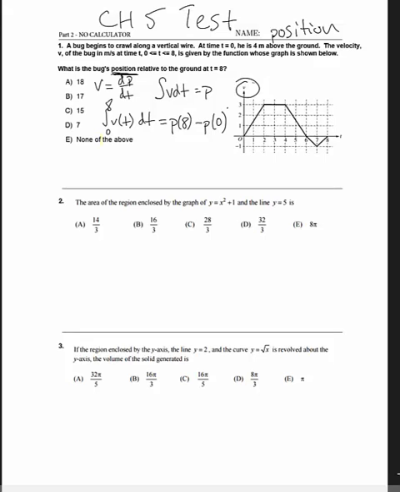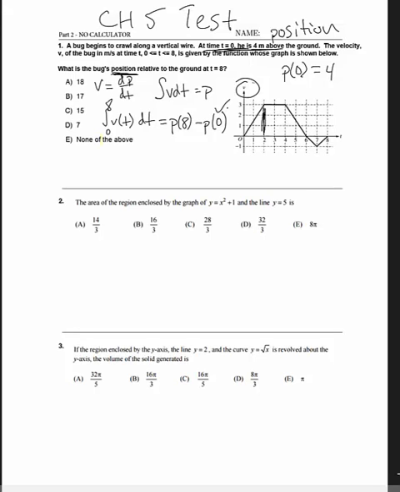And then it also gave us this initial condition. It said at time equals 0, the bug is 4 meters above the ground. That's a position. So we have an initial condition of position at 0 is equal to 4 meters. That's going to be this right here. So now we do the integral.